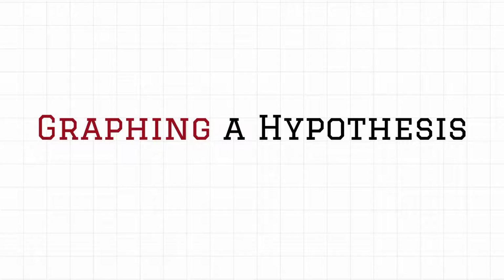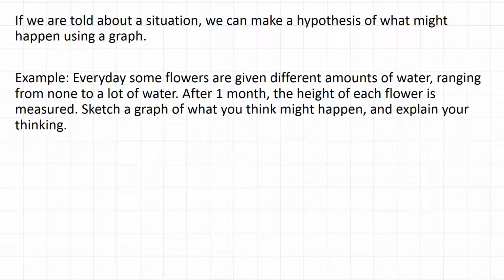A hypothesis, you might remember from your science class, is an educated guess of what you think might happen based on a situation. Often in science, this is in the terms of an experiment. So if we're told about a situation, we can make a hypothesis of what we think will happen in that situation by making a graph.